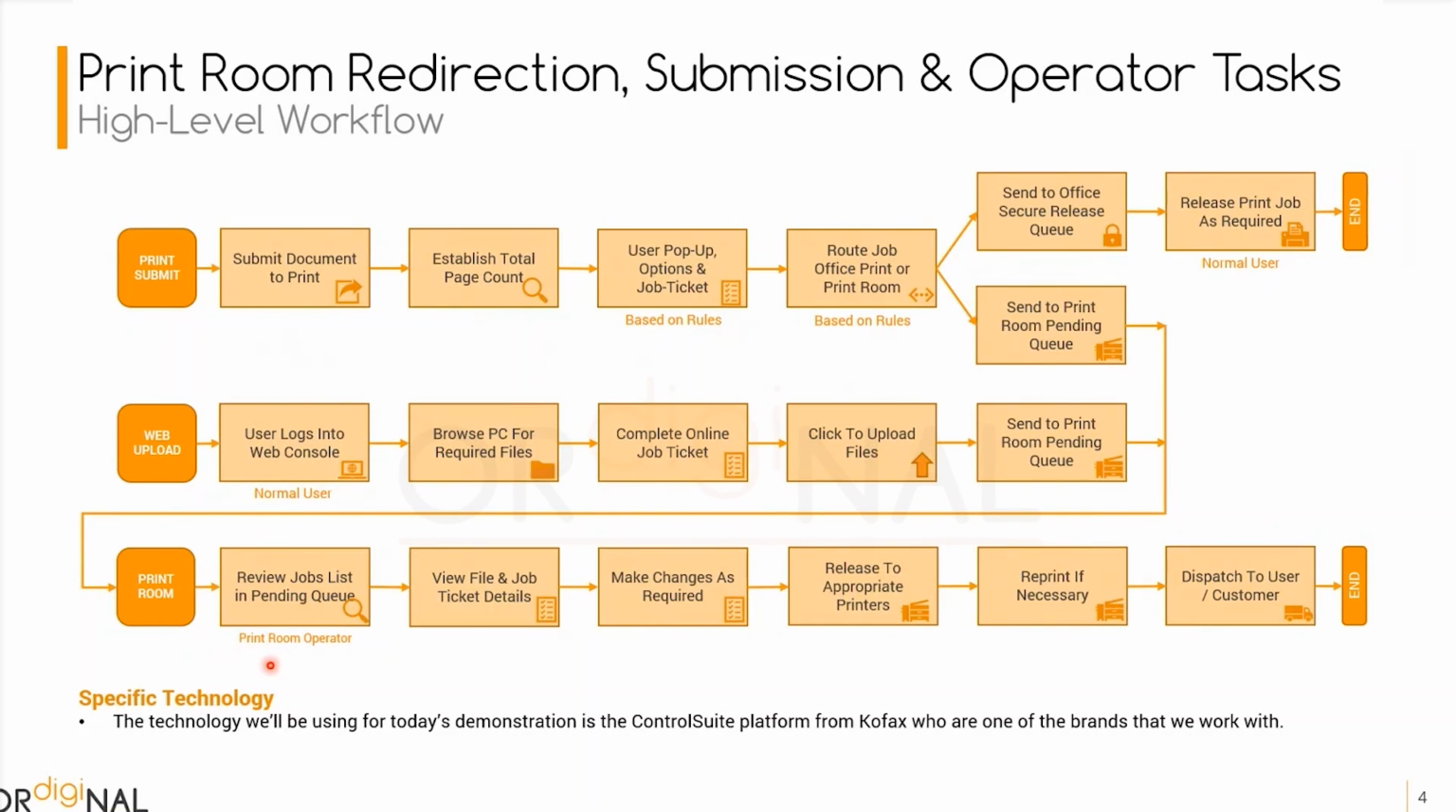Those jobs have made it through to the print room. And in the print room, an operator will review that list of pending jobs. They will look at the job itself. They'll look at the job ticket and the details of what the customer has asked for. If necessary, they can make some changes, and then they'll be able to release the job to the appropriate printer or printers. If needed, they can issue some reprints. And then finally, once complete, they can dispatch the job to the customer.